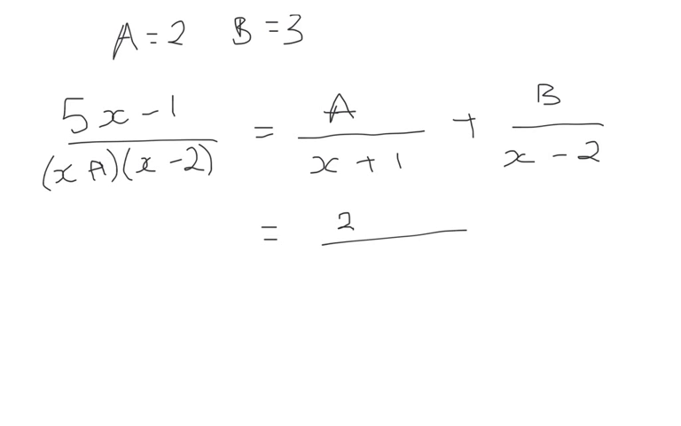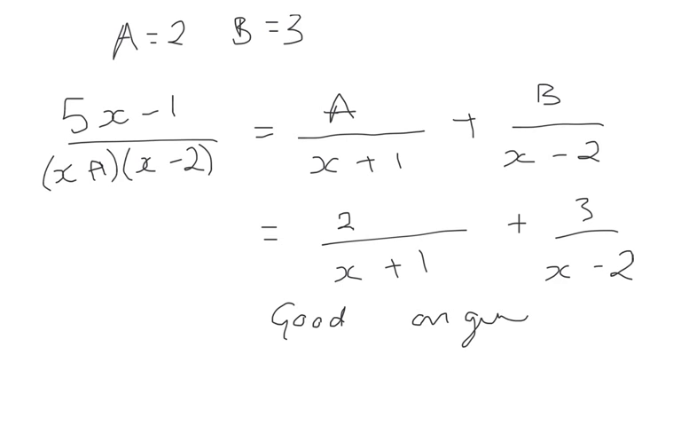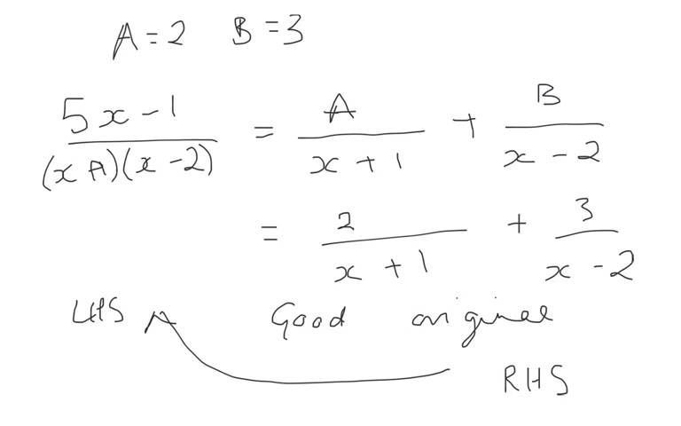Substitute a and b: 2 over (x + 1) plus 3 over (x − 2). This is good, because this was our original. When we added these two fractions up on the first slide of this video, we started with the right hand side over here, the two separate fractions, and we got the left hand side. So it works both ways, using the method of partial fractions to break the (5x − 1) all upon (x + 1)(x − 2) into the two individual fractions.